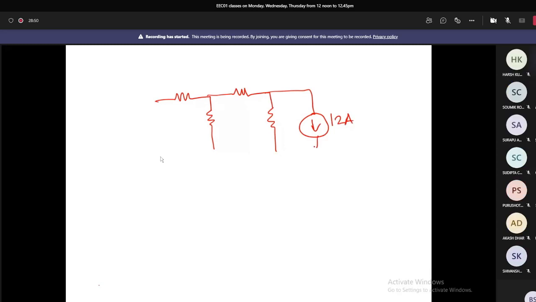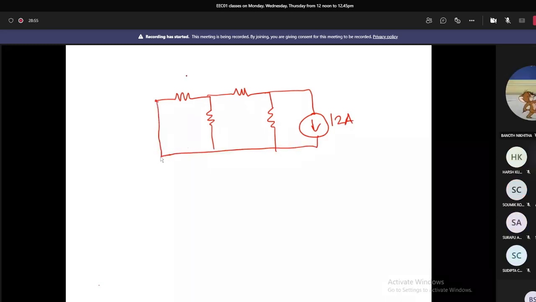This 120 I have shorted, 6, I1, 3, I2. Now things will change. The direction will change because of this current source. And then 2, I3. Sir, how does I1 come 15 ampere?